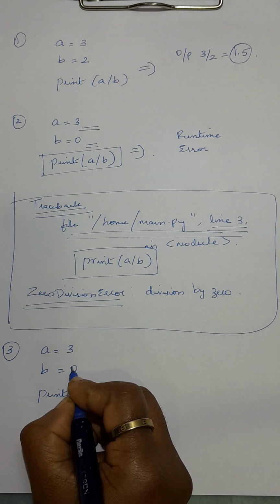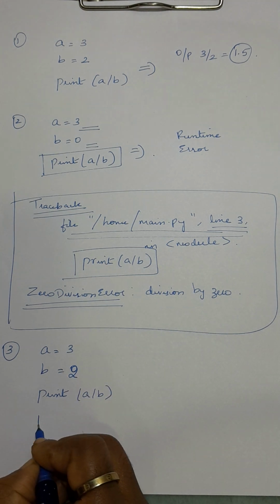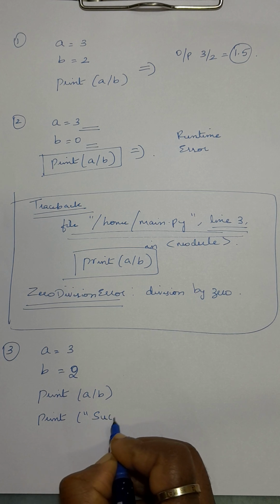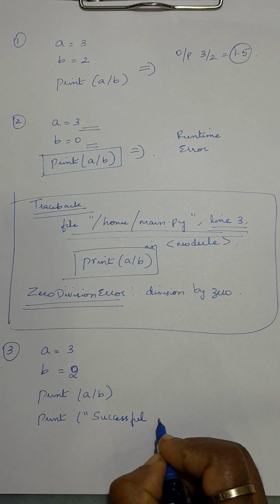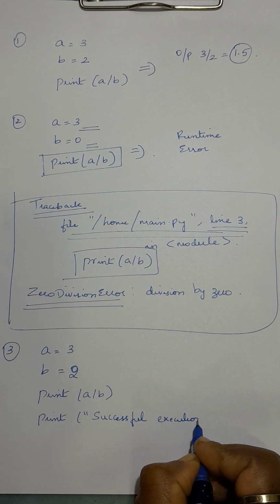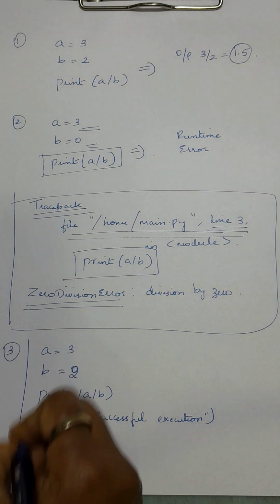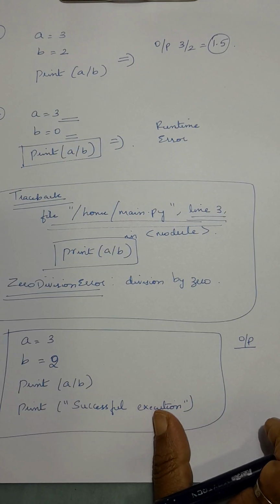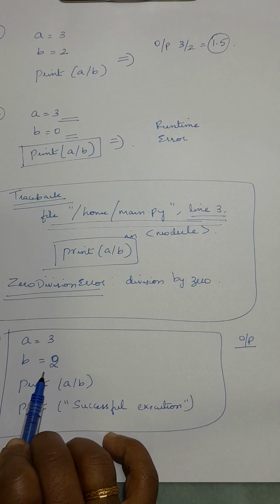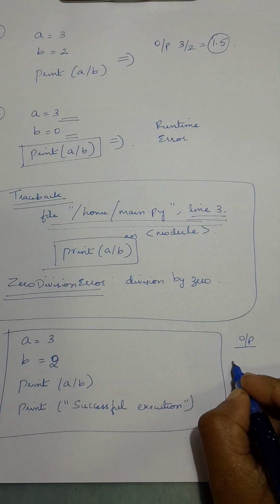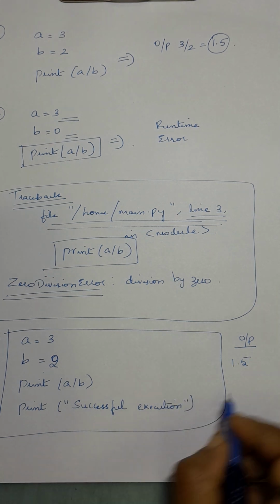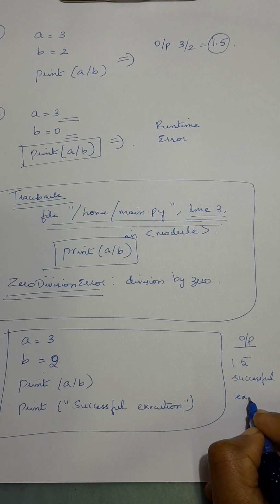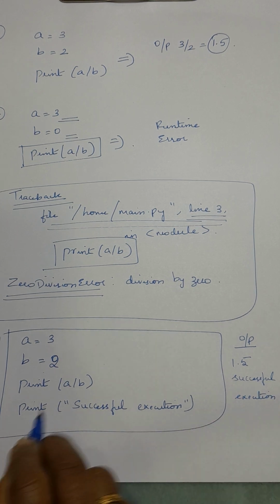Now I'll take, for example, b value as 2, then I write print successful execution. For this part of code, what is the output that I get? a is equal to 3, b is equal to 2, fine. Print a divided by b, I get 1.5. Then you'll get successful execution, right? So this is the output for this code.